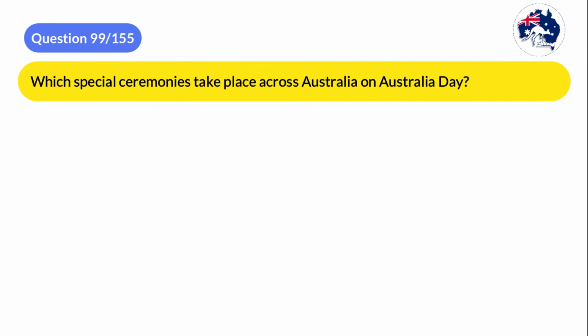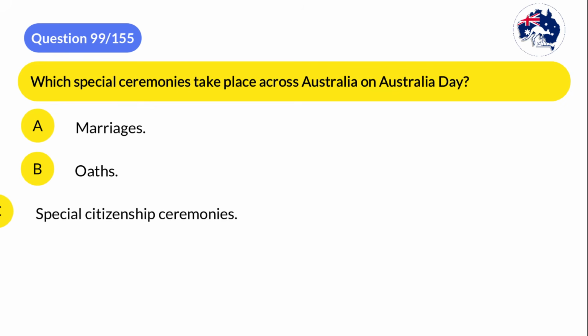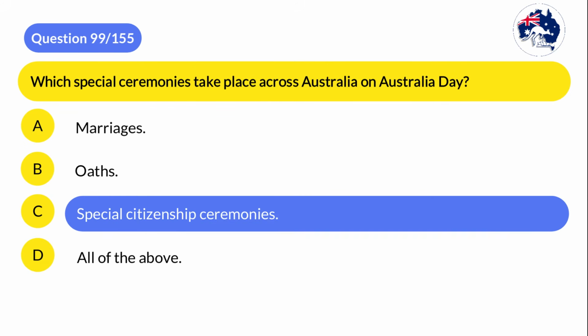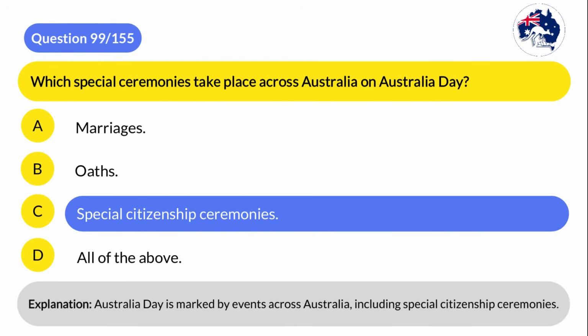Question 99. Which special ceremonies take place across Australia on Australia Day? A. Marriages. B. Oaths. C. Special citizenship ceremonies. D. All of the above. The correct answer is C. Special citizenship ceremonies. Explanation. Australia Day is marked by events across Australia, including special citizenship ceremonies.